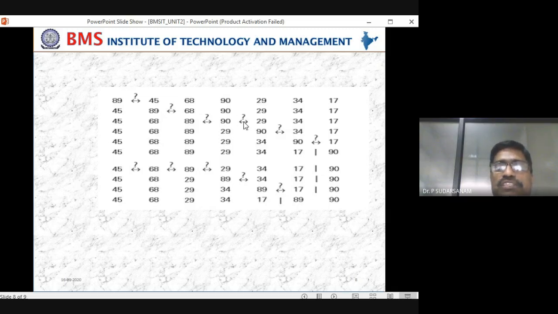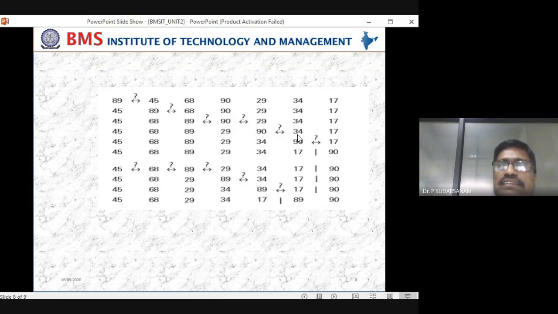Now go to this one. 29 is less than 90. Yes, swap these two values. Next, what will happen? These two. 34 is less than 29? Sorry, you have to take, yeah, this got swapped here, 29 and 90. This one.